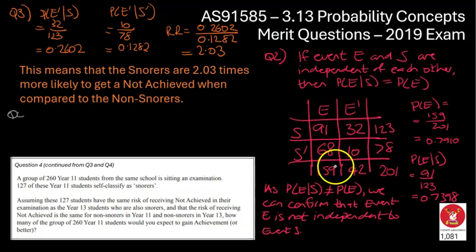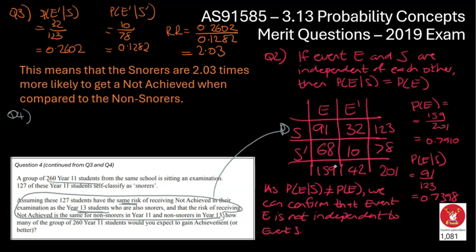So we are now on to question number 4, and we've got a group of 260 year 11 students. Noting the previous question was all about the year 13 students, we're now doing year 11 students. Assuming 127 of these have the same risk as the year 13 students who are snorers, and that the risk of receiving a not achieved is the same as the non-snorers for a year 11 and the snorers for a year 13. So basically what all this part is trying to say is the information we have from the year 13 data, which is still in our table there, is going to be relevant for the year 11 students as well.